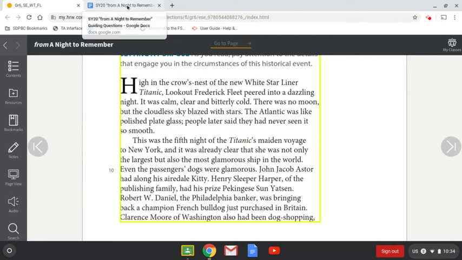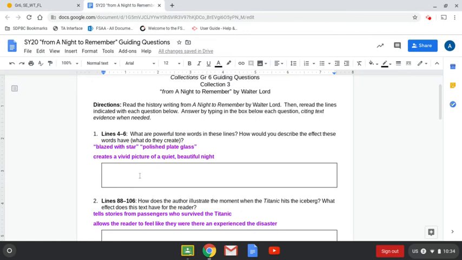So I'm going to take those words from my author, and I'm going to put it into a complete sentence using the words that they gave me. What are powerful tone words? Okay, well, some powerful tone words in these lines are, and it's from the story, so I'm going to put it in quotes, "blazed with stars" and "polished plate glass."